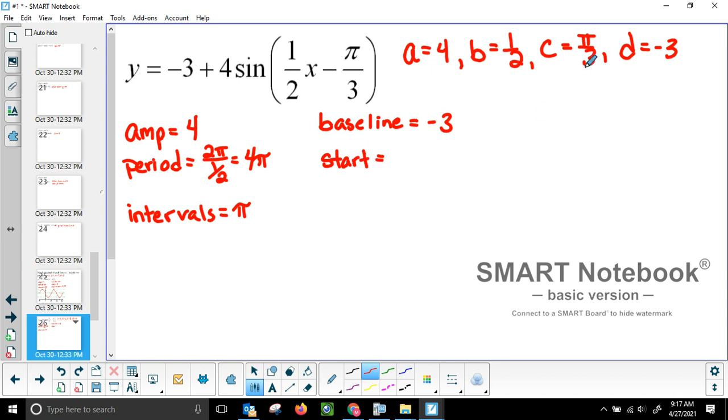Our start, which is C over B, so pi over 3 divided by 1/2. Again, dividing by 1/2 is the same as multiplying by 2. So this is 2 pi over 3. And our end is our start, which is 2 pi over 3, plus or minus our period, which is 4 pi. We need that to have a common denominator, right? So this is going to be 12 pi over 3.